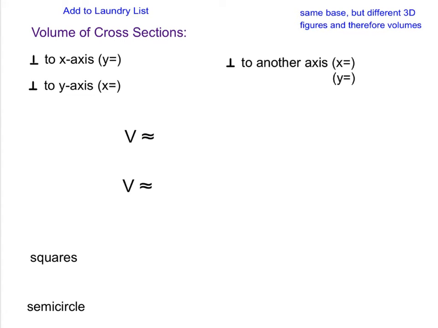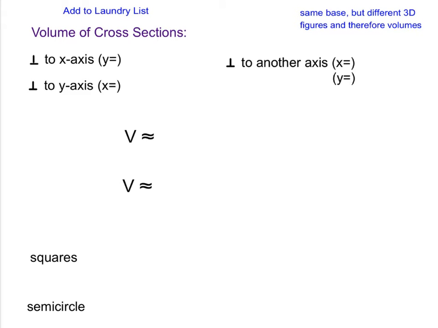So here we are back to the laundry list. There's the title, Volume of Cross Sections. You've already written that first part in your laundry list. And now remember that if your base is perpendicular to the x-axis, it will be y equals. If it is perpendicular to the y-axis, it will be x equals. And if it is perpendicular to another axis, x equals or y equals, those would be horizontal or vertical lines.